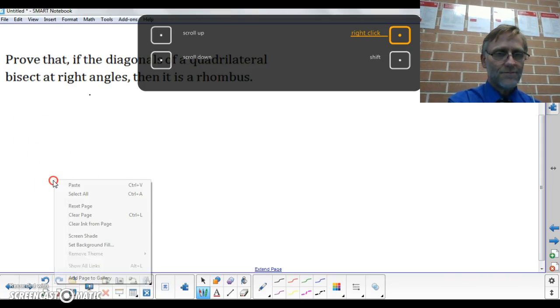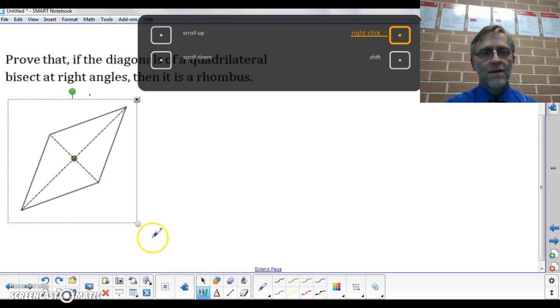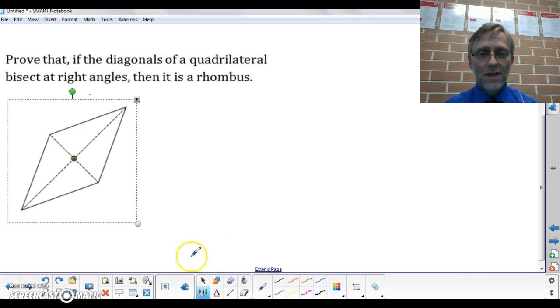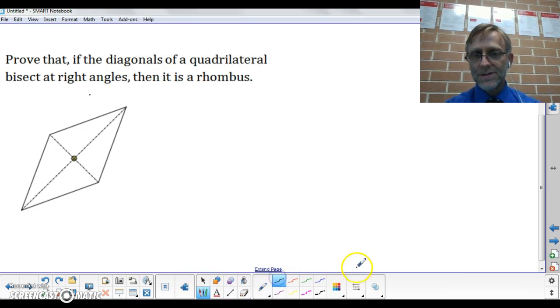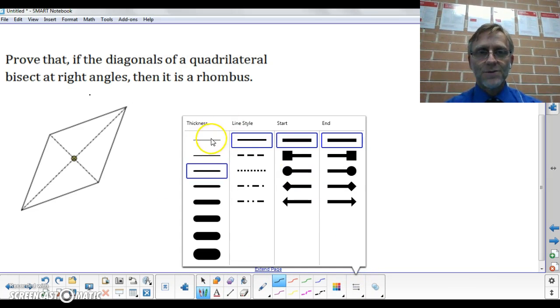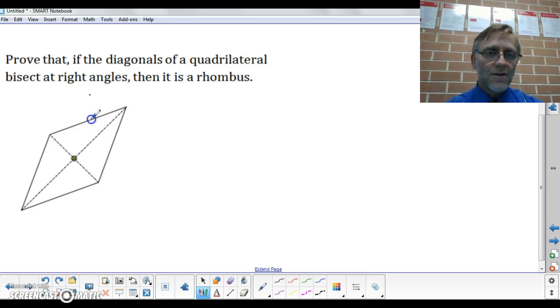So, there's the shape that I drew. I'm wondering, is that a rhombus? What I'm trying to figure out is, can I put lines on each of those edges to make sure that they're the same? Well, I don't know whether I can yet, because I haven't proved it.